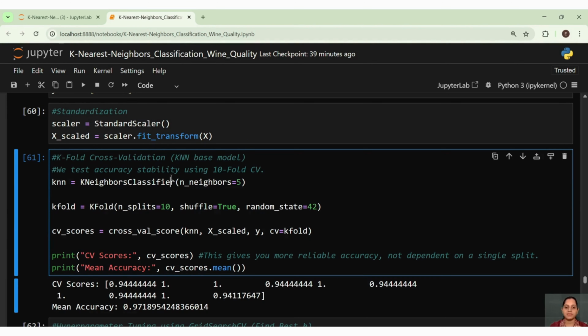K neighbors classifier. I am defining my neighbors. So what I told you, we have a K value. That K value is nothing but your n_neighbors, which is the one responsible for defining that.